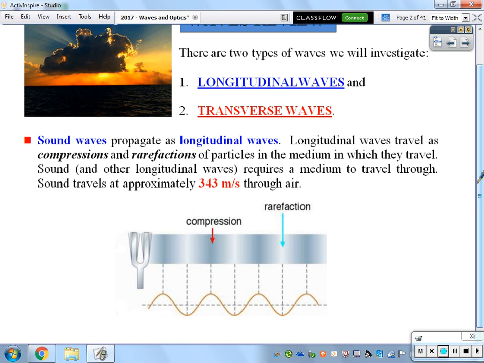It travels as a series of compressions of particulate matter. And something that I know you probably haven't heard of before is a rarefaction, which is the part in between the compressions of the particulate matter.